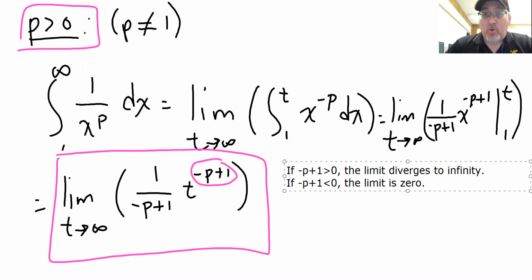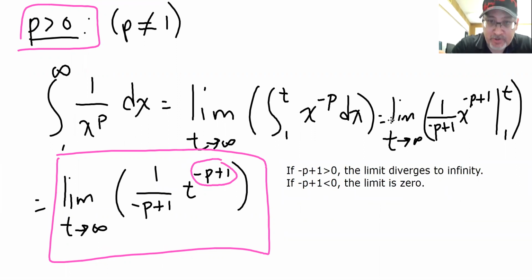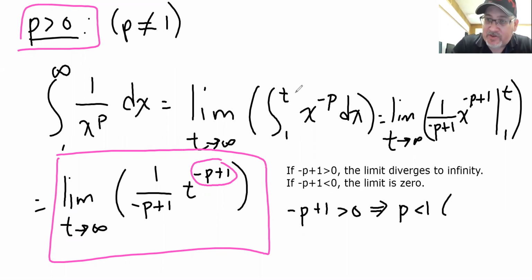All right, so in other words, we get convergence when negative p plus 1 is less than 0. We get divergence when negative p plus 1 is greater than 0. So if we were to solve negative p plus 1 greater than 0, we could subtract 1 from both sides and then multiply both sides by negative 1, and that would give us p is less than 1. That gives us divergence.